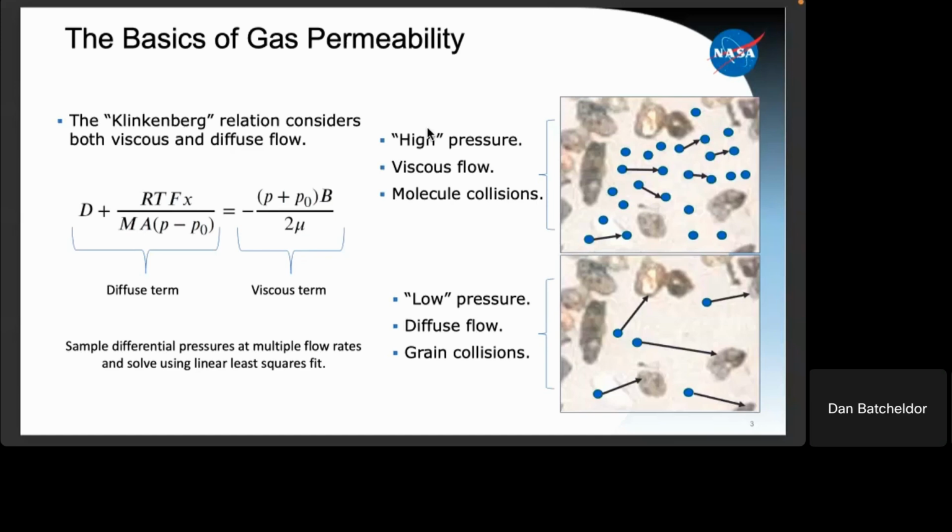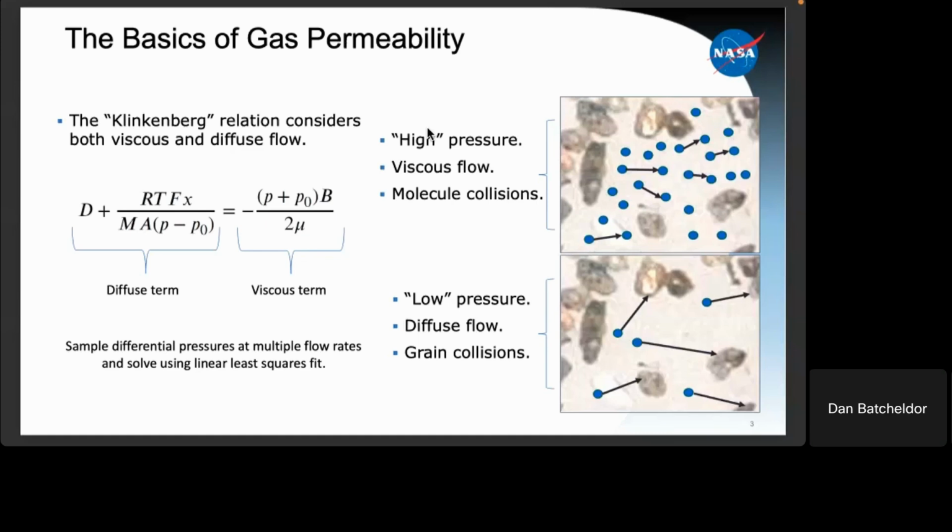So we have two unknowns in this equation, for the diffuse term and the viscous term, which means we need to sample the flow through our granular material at multiple different flow rates, so that we measure both the pressure differential across the sample and the flow rate itself.